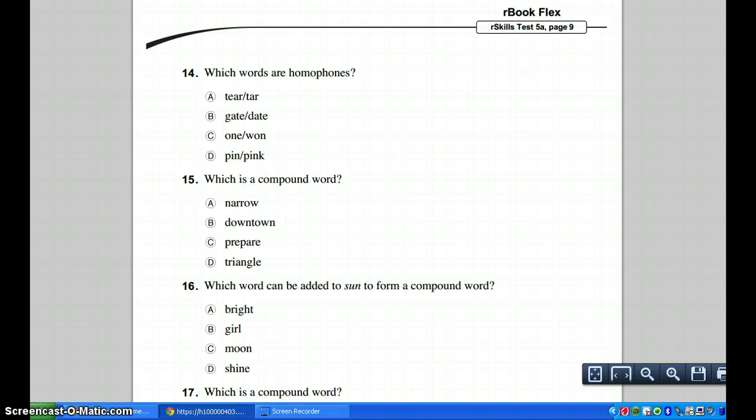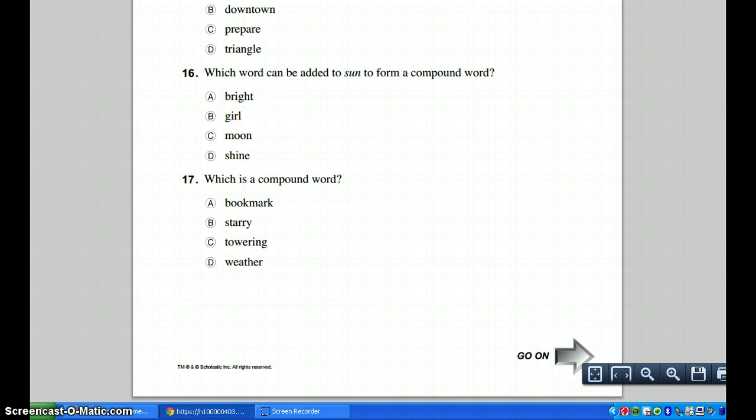15, which is a compound word? A, narrow. B, downtown. C, prepare. Or D, triangle. Number 16. Which word can be added to sun to form a compound word? A, bright, B, girl, C, moon, D, shine.